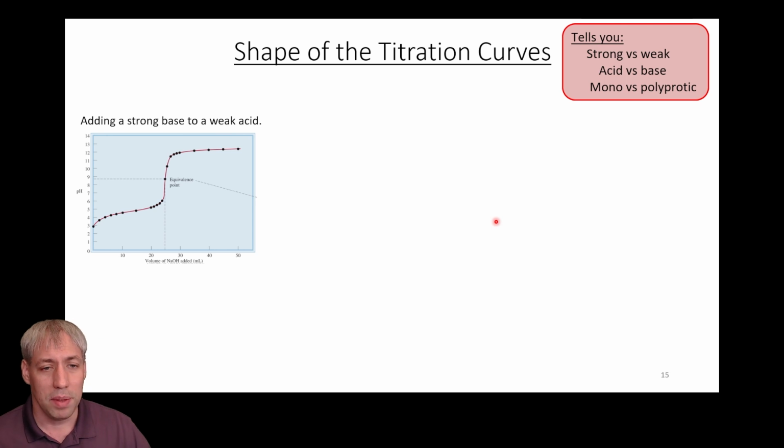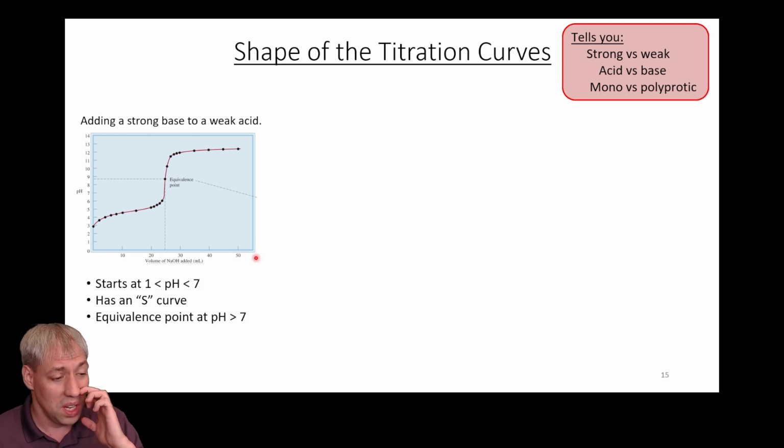Not only that, but the shape of the titration curve tells you something about the nature of the acid and the base. It tells you whether it's an acid or base. It tells you whether it's strong or weak. It also tells you whether it's mono or polyprotic. You're always going to add a strong acid or a strong base to whatever your unknown is. That's just the nature of the problem, at least under normal conditions. So the shape of this curve tells you something about the acid you're starting with. The shape of this curve actually represents a weak acid, and you're adding a strong base to it.